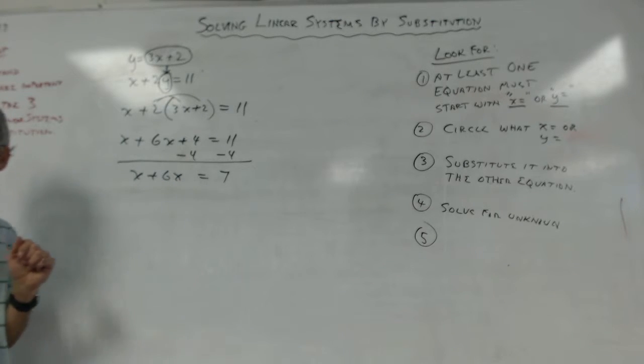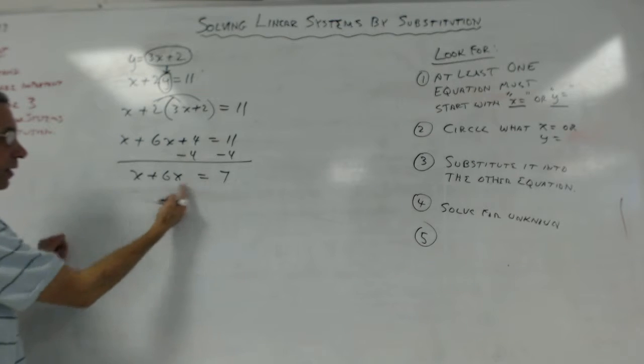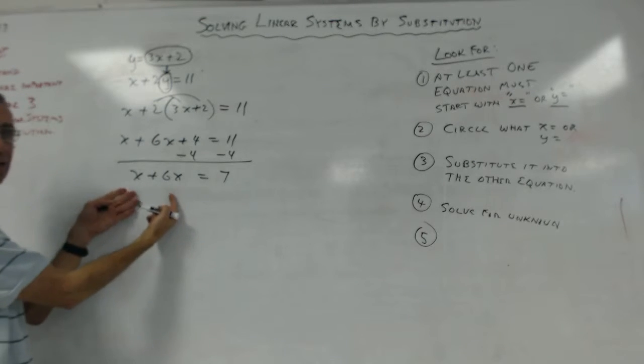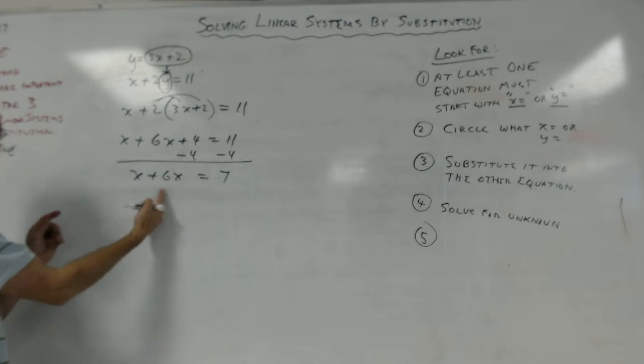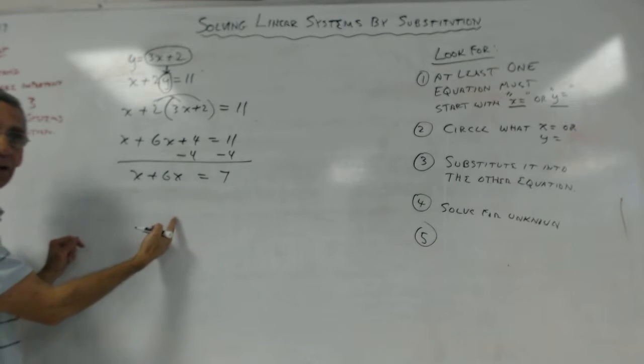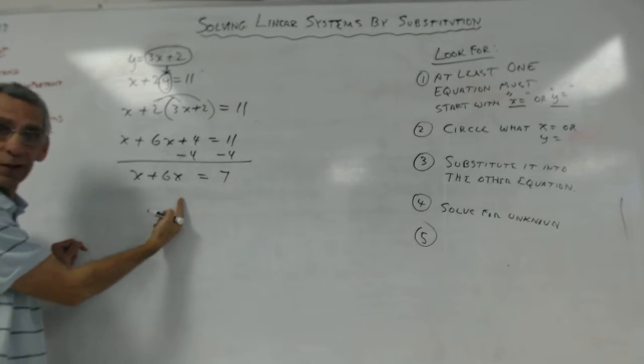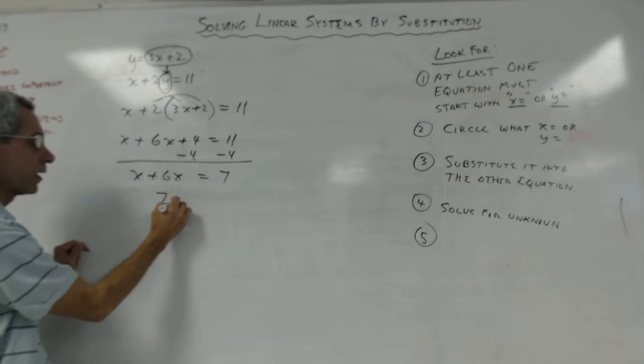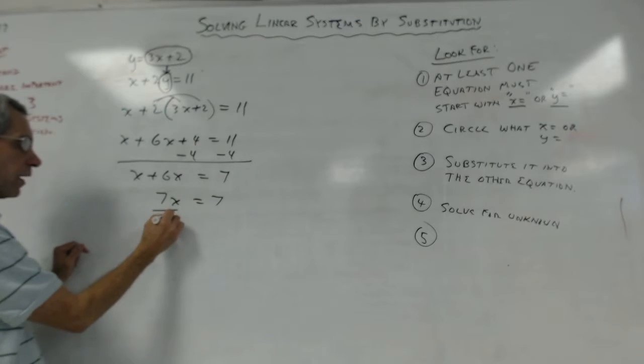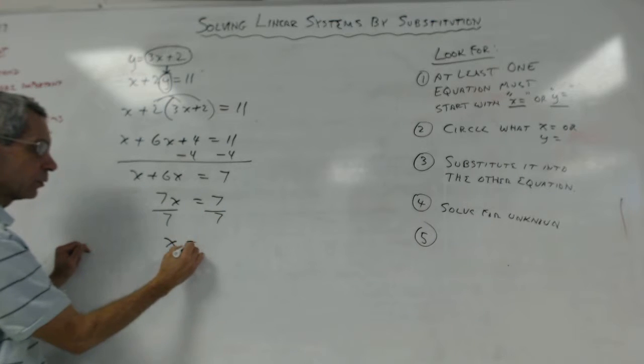You guys are getting this now, right? If I did that, I would be subtracting 2 x's from this side and nothing from this side. These are on the same side. I just combine them. So 1 apple, x, plus 6 apples means I have 7 apples, 7x. 7x is equal to 7. Divide by 7, divide by 7, x is equal to 1.